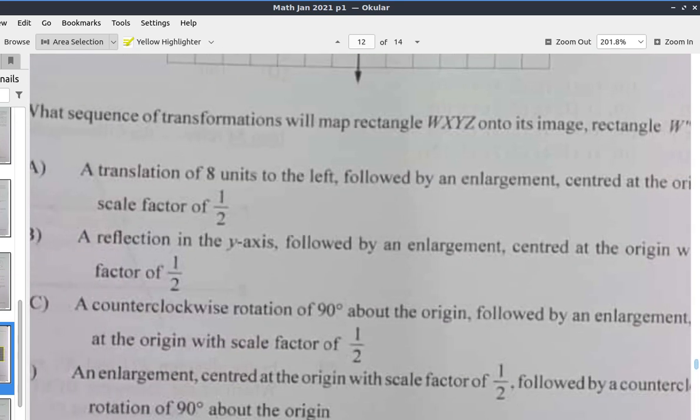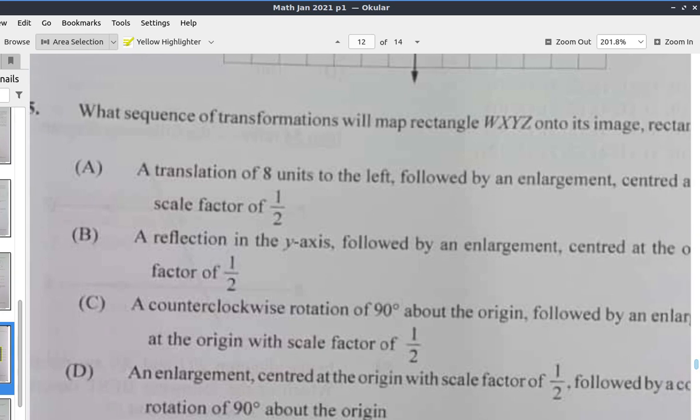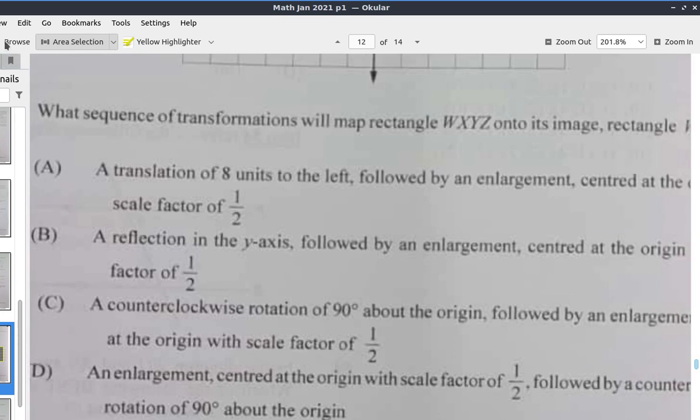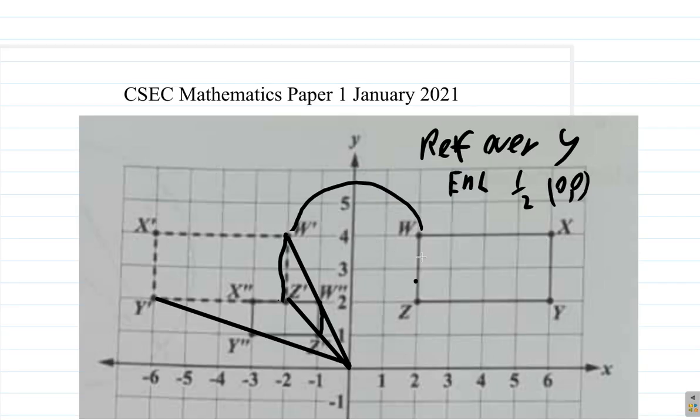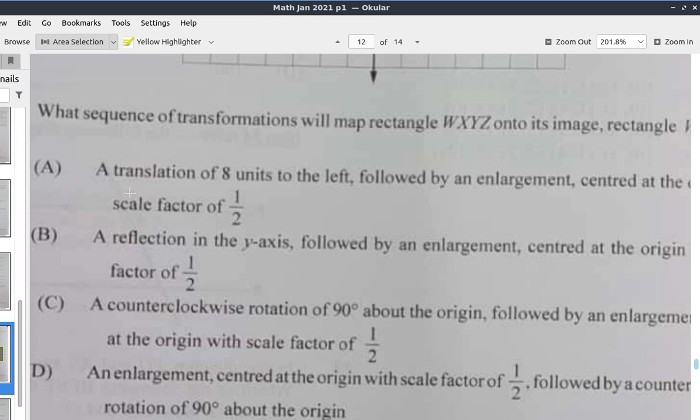A translation, definitely not translation, it can't be a translation. Because if it was a translation, which would be a slide, Y would be here and Y would remain here. The W here, the W would remain here. So it's not A. A is out. Alright? A reflection in the y-axis. Okay.